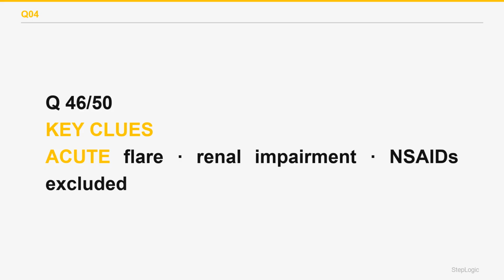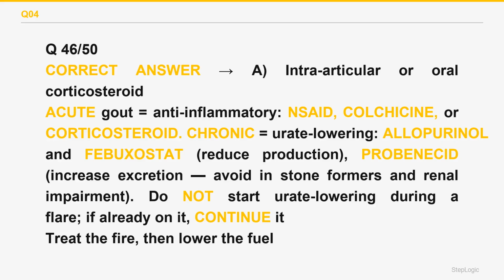Acute gout is an inflammatory problem treated with an anti-inflammatory: NSAIDs, colchicine, or corticosteroids. With renal impairment excluding NSAIDs and limiting colchicine, a corticosteroid, intra-articular for a single joint, oral for polyarticular disease, is the appropriate choice, provided septic arthritis has been excluded. Urate-lowering therapy is a separate matter. Allopurinol, febuxostat, and probenecid are for prevention and should not be initiated during a flare, since shifting urate levels can prolong it. The correct answer is A.